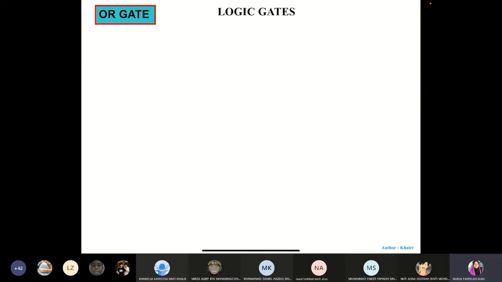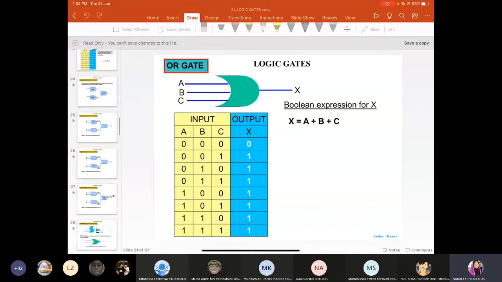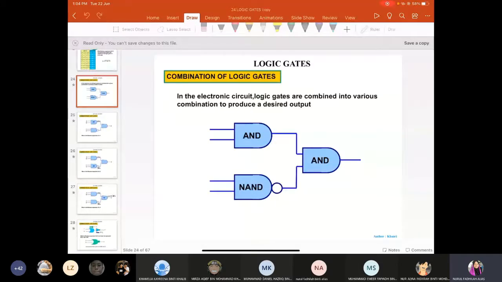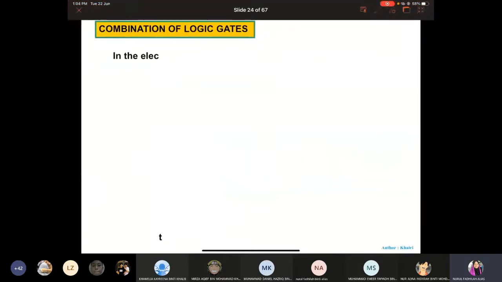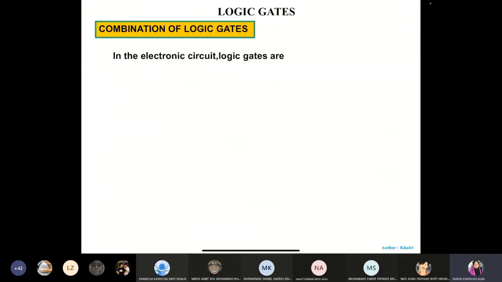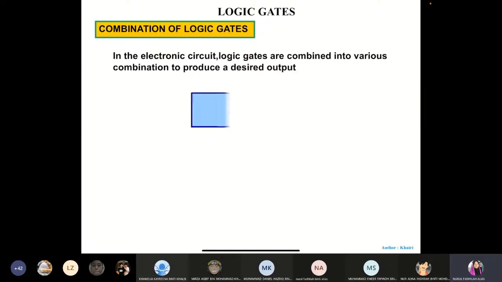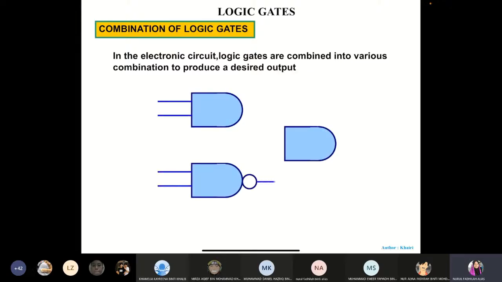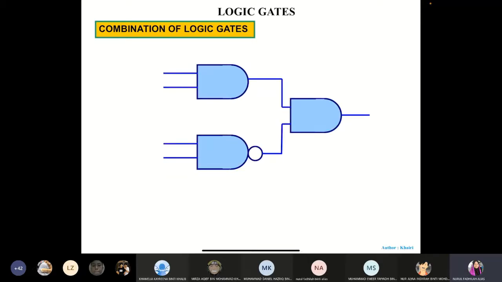Okay, right, and finally, let's look at this combination. So this is one example of a question. In the electronic circuit, logic gates are combined into various combinations to produce a desired output. So now what do we have? We have 3 gates: AND, NAND and AND. So what is the result at the end?